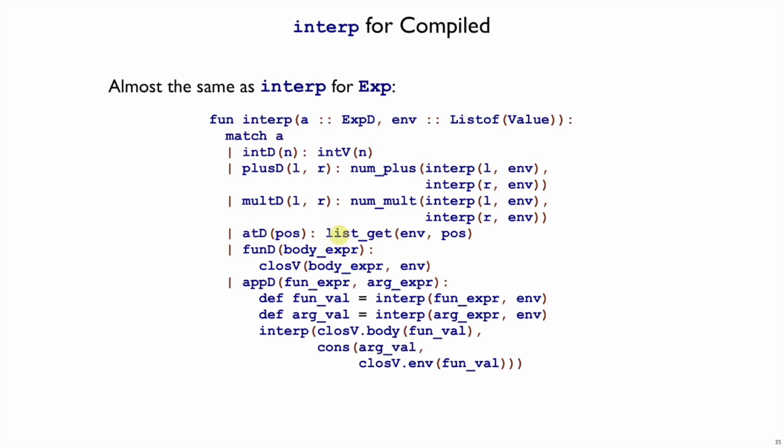We can use that position with the primitive list_get referencing operation to look in the environment at that position and get the value directly. Meanwhile, function d still creates closures, just like fun_e did, but the closure no longer needs the name, so we just have a closed v with two parts, expression and environment for the body of the function. Finally, function calls work pretty much the same as they did before. The difference is that when we used to call extend_env with a bind, now we just call cons with the argument value, using the environment, which is just a list, from the closure to build on. Let's see how this looks when we put it all together.